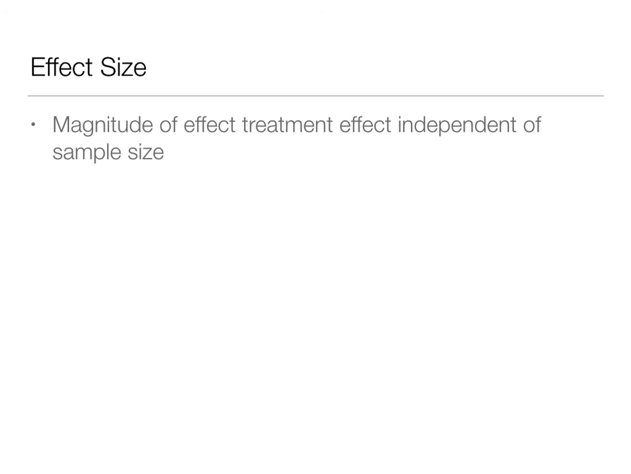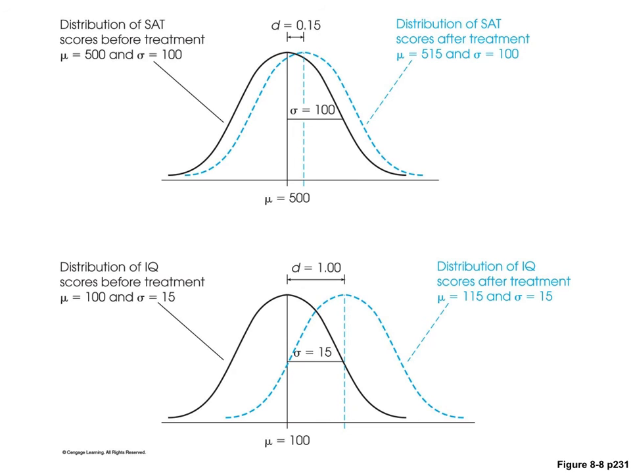Okay, so how big is this treatment? I really like these images to talk about that. The black distributions are the distributions of scores before the treatment, and the blue dotted lines are the distributions of scores after the treatment. They're both normal curves, but they're laid on top of each other, okay? What they're showing us is the differences in effect size. When there's a really small effect size, those distributions lie really closely on top of each other. When there's a larger effect size, like in the bottom image where d is equal to 1, those are much, much further apart.